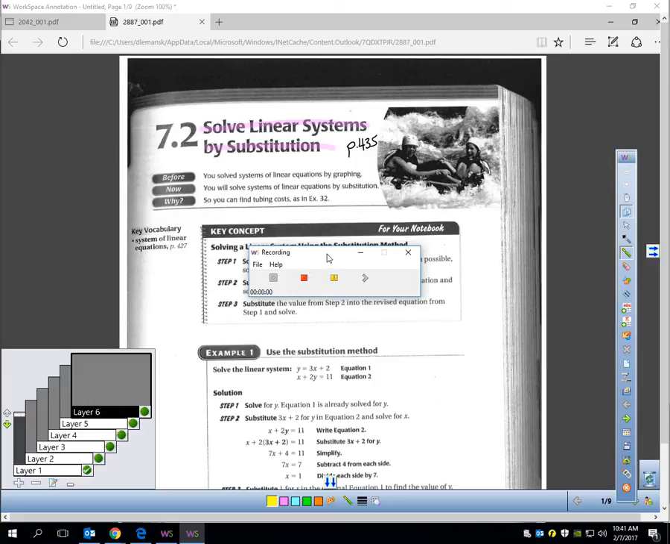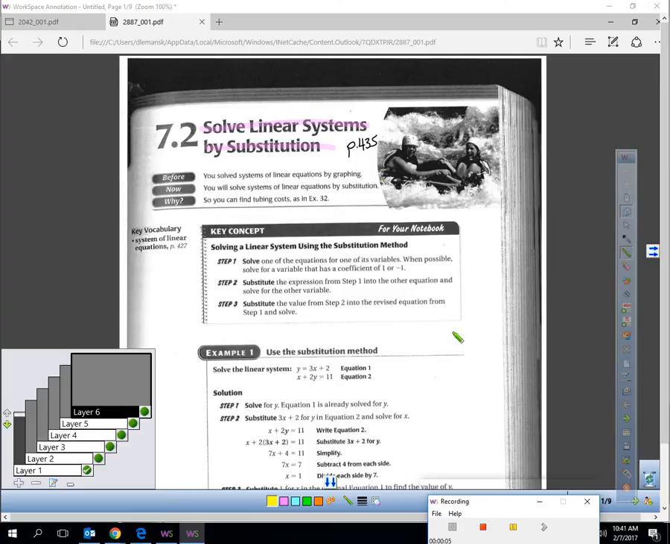Lesson 7.2, Solve Linear Systems by Substitution. You should be on page 435. You have just completed a lesson solving linear systems by graphing. Substitution, in my opinion, is a more efficient way of solving a system than graphing.